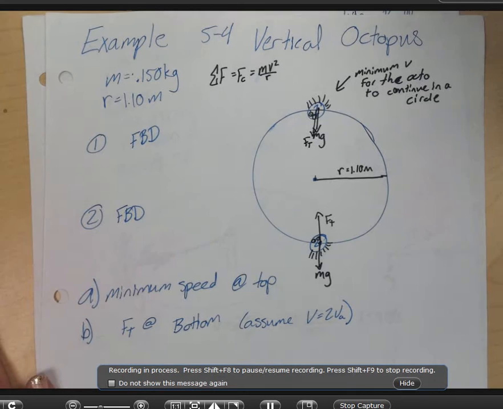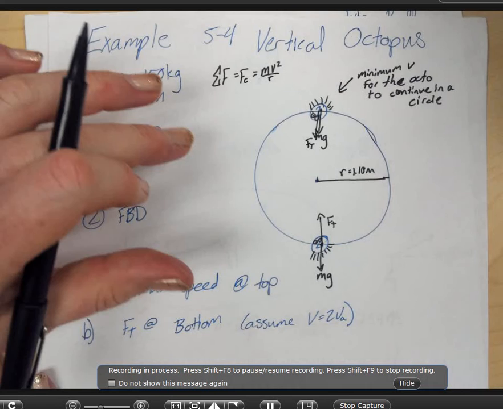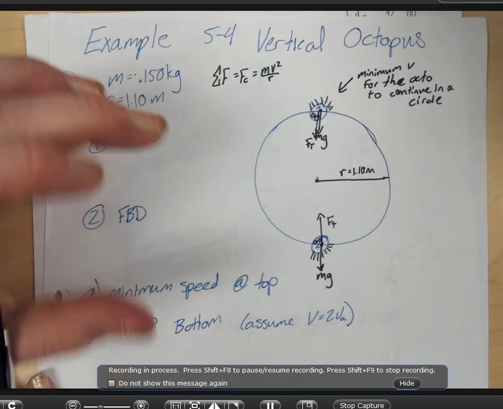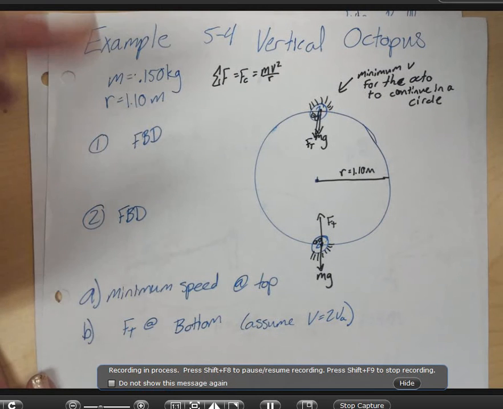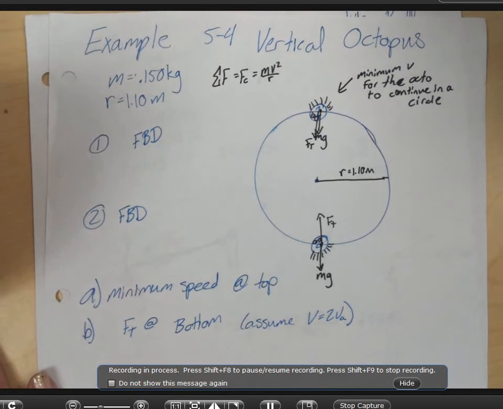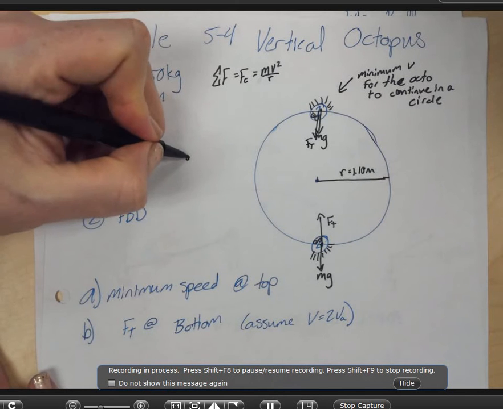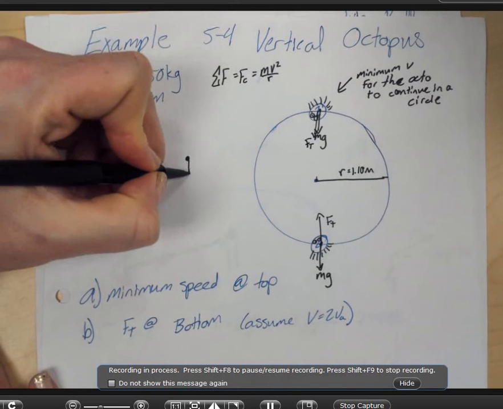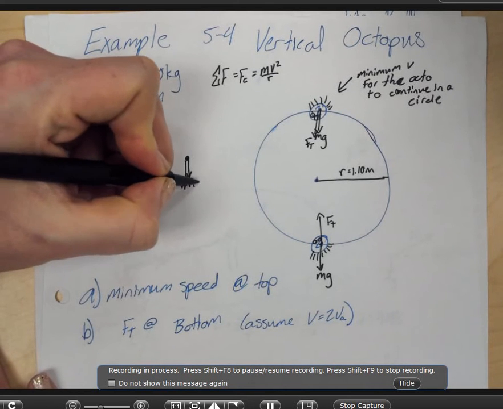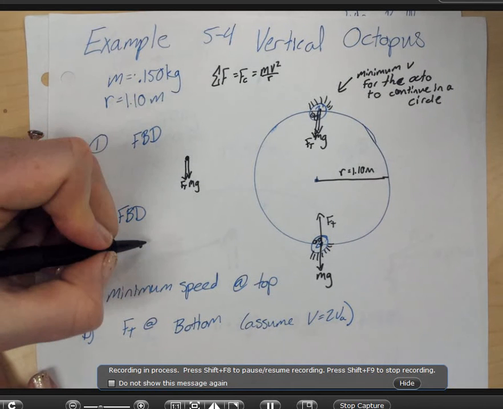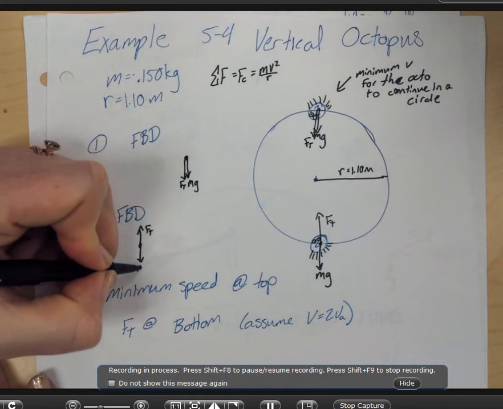So you can see that the free body diagram for the octopus at the top and the bottom of this circle are different, and it's because of the direction of the tension. The direction of the weight of the octopus never changes, just like the direction of the weight of an object never changes as long as you're on the surface of the Earth. So our free body diagram for the octopus at the top is two downward forces, force of tension and weight. And down here, we've got the force of tension up and the weight down.